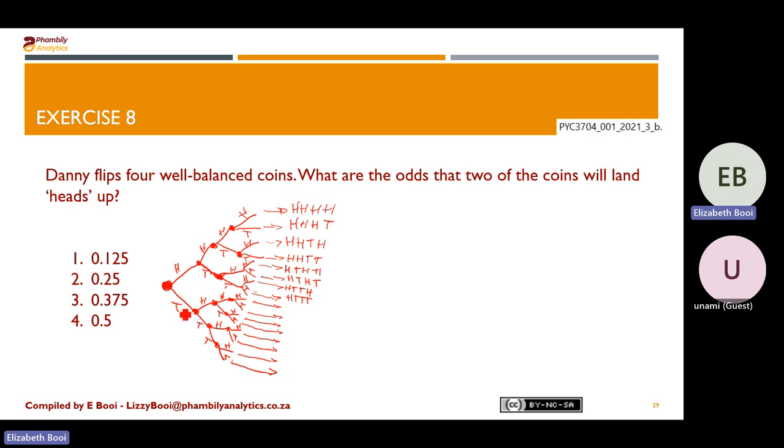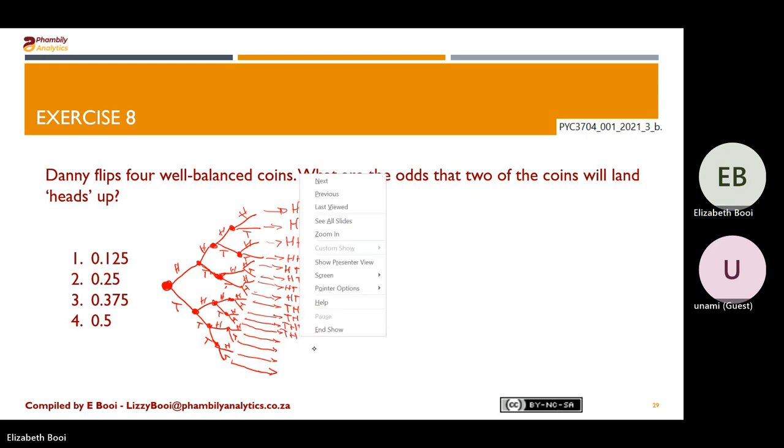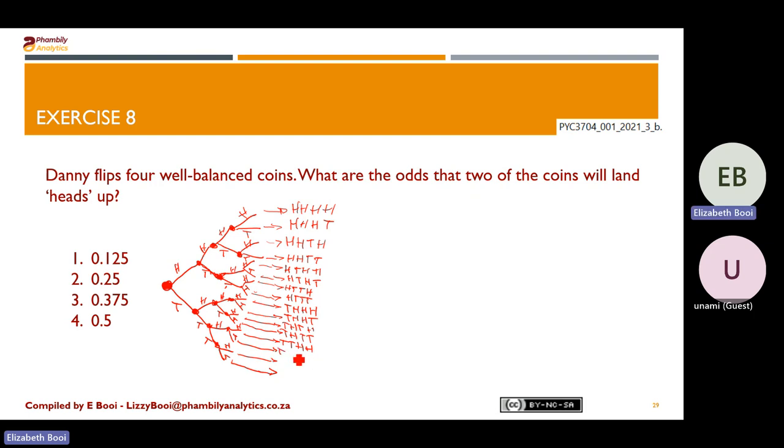The next one, tail, head, head, head. Tail, head, head, tail. Tail, head, tail, head. Tail, head, tail, tail. Tail, tail, head, head. Tail, tail, head, tail. Tail, tail, tail, head. Tail, tail, tail, tail. So I've got all scenarios.